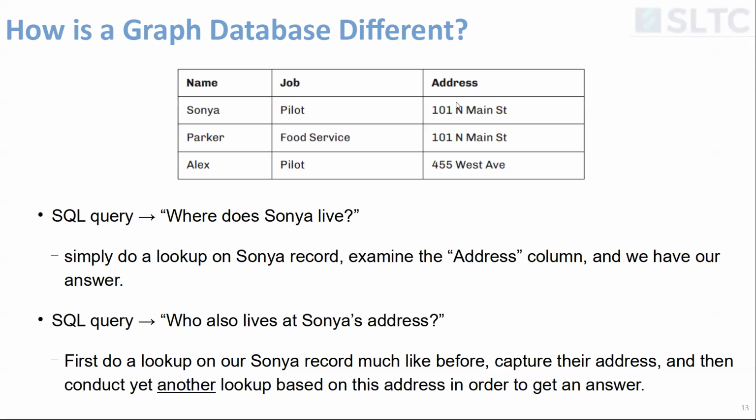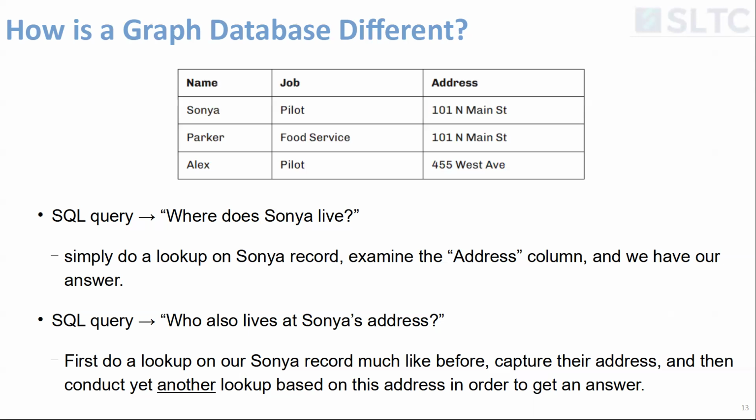Simple, isn't it? Select all from contacts where name is Sonia. Rather than saying select all, I can say select name, comma, address from contacts where name equals Sonia. That can be my MySQL statement. And I'll get my record and I'm able to look at the address. So far, so good.